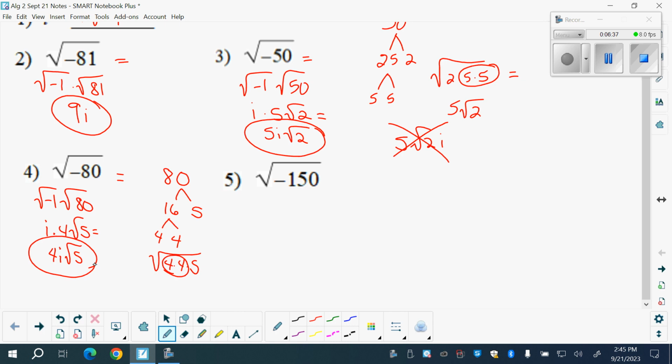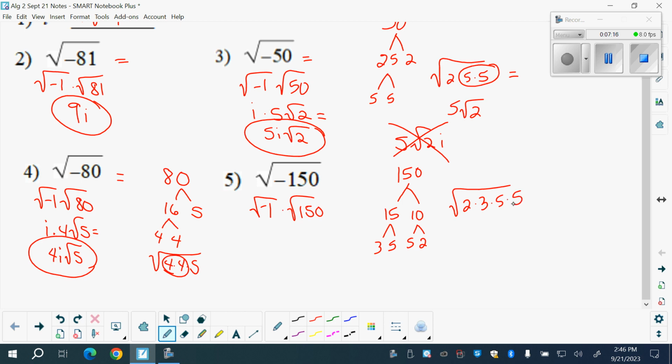Okay, number 5, same idea. Take 150. Let's write it as square root negative 1 times square root 150. What's a number that goes into 150? 15 and 10? And then 3 and 5? And 5 and 2. So we have the square root of 2 times 3 times 5 times 5.